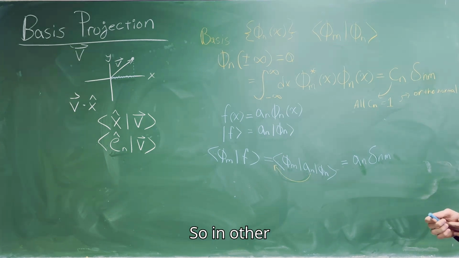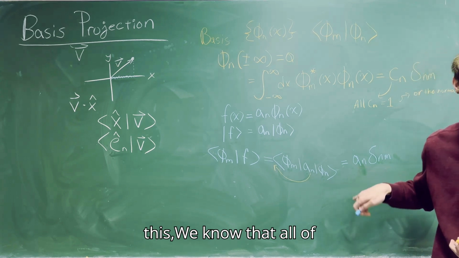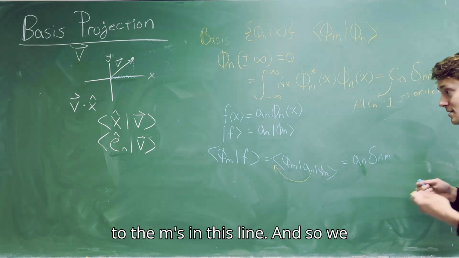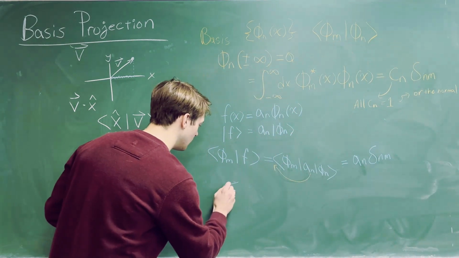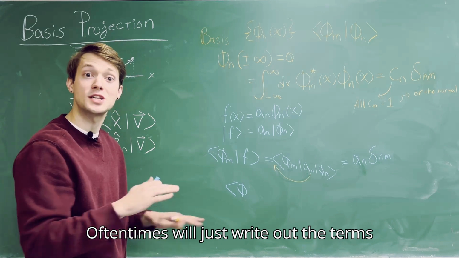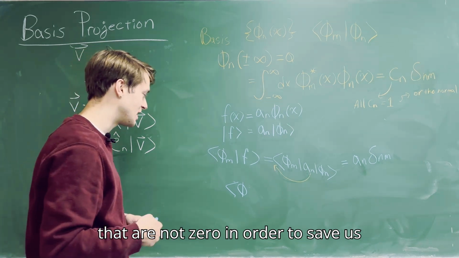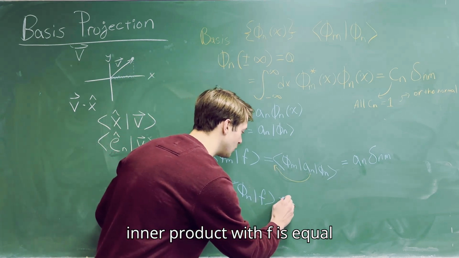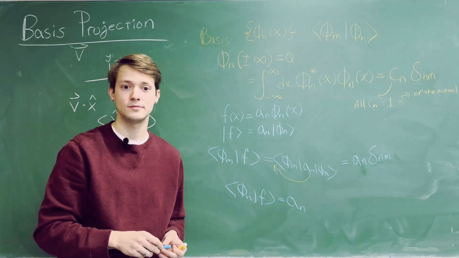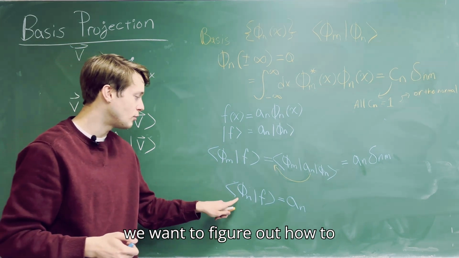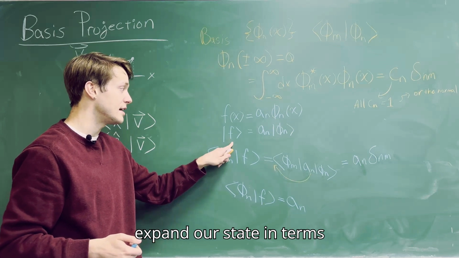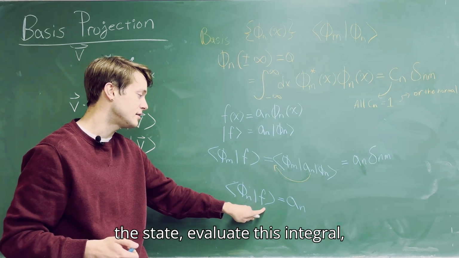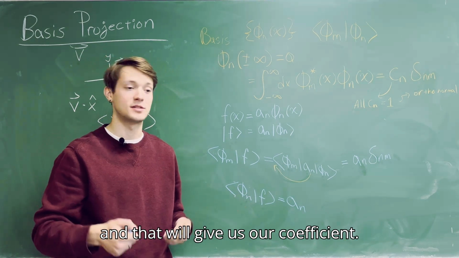So in other words, if we wanted to solve for this, we know that all of our n's in this line have to be equal to the m's in this line. And so we could rewrite this. We oftentimes will just write out the terms that are not 0 in order to save us some baggage. So this would be phi n, inner product with f, is equal to an. So this is very powerful. If we want to figure out how to expand our state in terms of basis vectors, we just need to take one of our basis vectors and whack it on the state, evaluate this integral, and that will give us our coefficient.